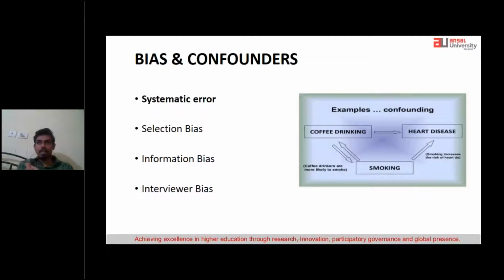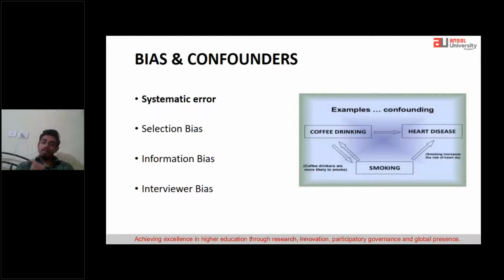I'll give you an example for that. Let's say I want to conduct a study and look into the prevalence of diabetes. Now when I try to look into the prevalence of diabetes, what I do is I take subjects only who are above 50 years of age. Now this is a selection bias. Why is there a selection bias?